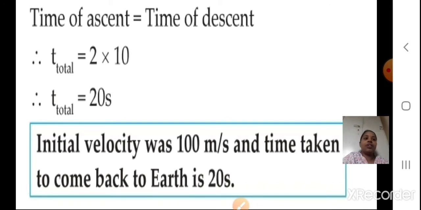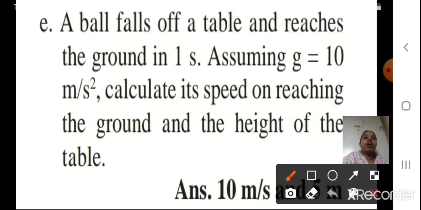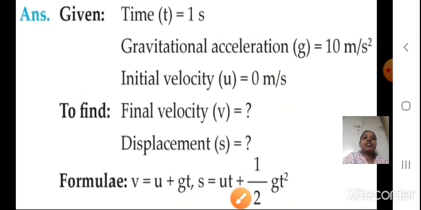Yes, now the next one. A ball falls off a table, okay, and reaches the ground in 1 second. Assuming g is equal to 10 meters per second squared, calculate its speed on reaching the ground and the height of the table. So what do we have to calculate? Calculate the speed of that ball when it is coming to the ground, and the height of the table.